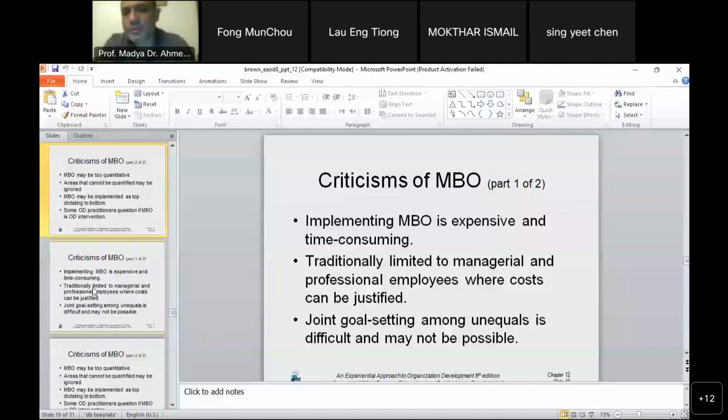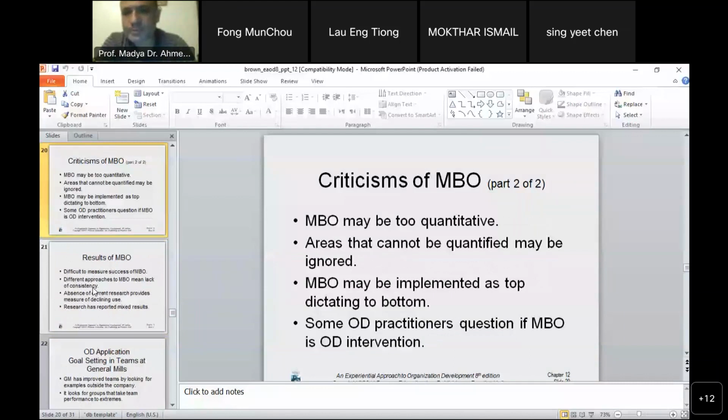MBO may be too quantitative, and ignore an important part of assessment or performance measurement, which is the qualitative issues. Areas that cannot be quantified may be ignored. If it is too quantitative, there may be some other areas of performance we cannot quantify, that we cannot integrate into MBO.